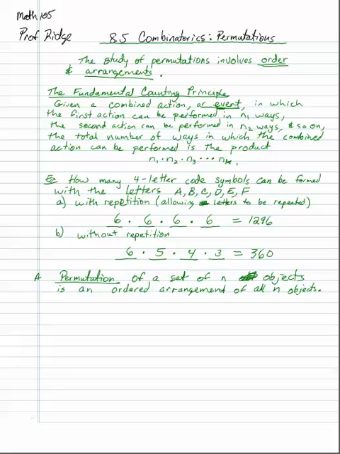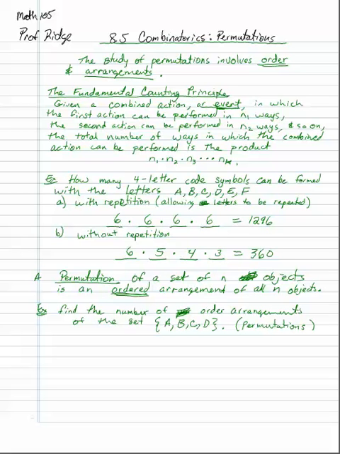Okay, so now a permutation of a set of n objects is an ordered arrangement. That's key there, ordered arrangement of all n objects. So the next section we're going to talk about combinations, and the difference between permutations and combinations is order matters for permutations. Combinations, the order doesn't matter. Okay, so that's a distinction you have to keep straight.